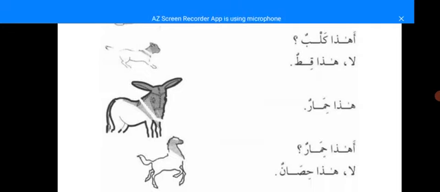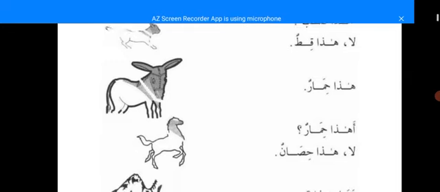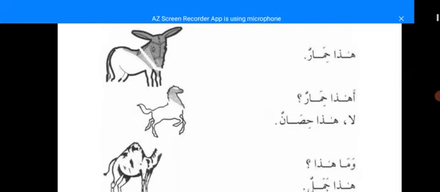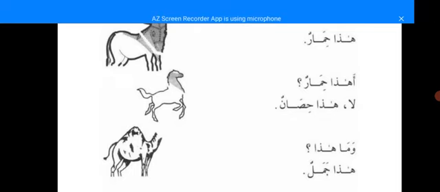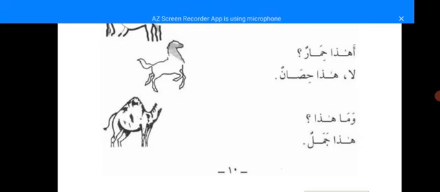Hadha himarun. This is a donkey. Donkey. You know donkey? Ahadha himarun. Is this a donkey? And you know that it's a horse. Definitely your answer should be no. And the word for no is la. La. Hadha hisan. Then you mention what it is, which is hisan. This is a horse.